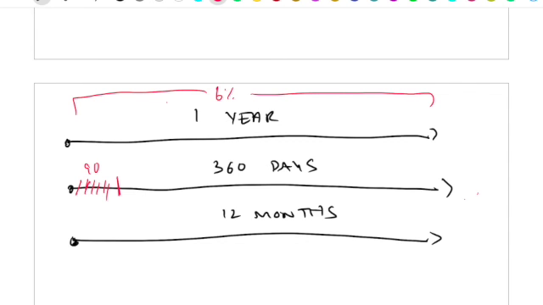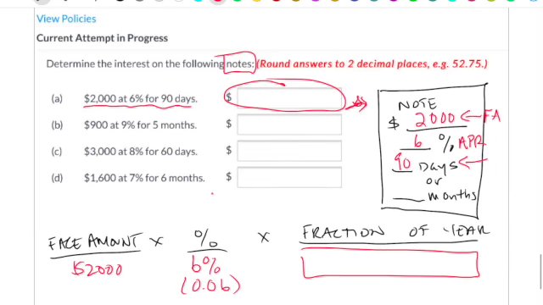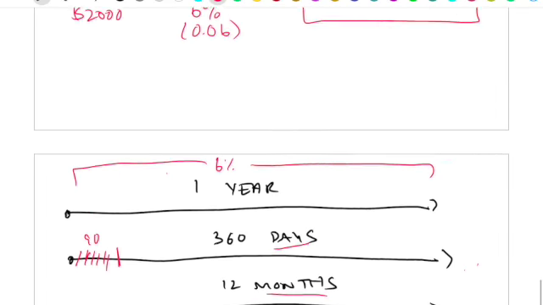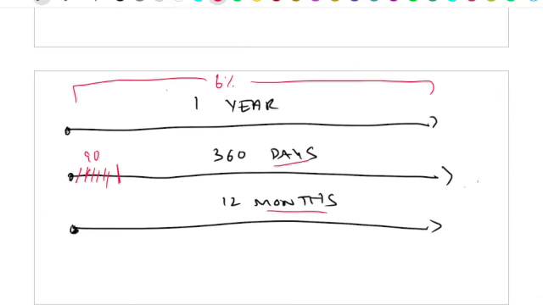Now, I want to make one point here. What we're doing on this slide is breaking up a year into days or months, depending on the time frame that was given to us in the facts. So you can see in this problem that part A has days, part B gives us months, part C gives us days, and part D gives us months. In each case, we are simply breaking up a year. We're apportioning a portion of the time of the year.